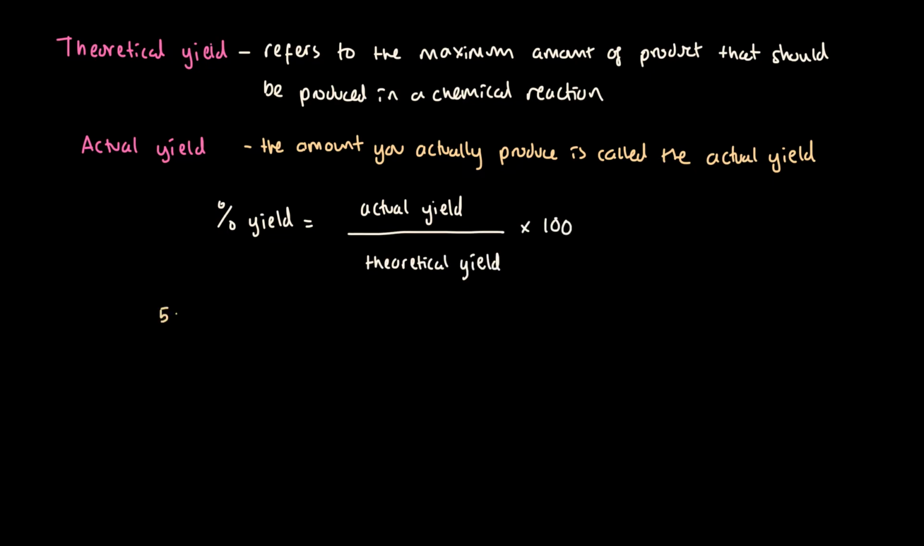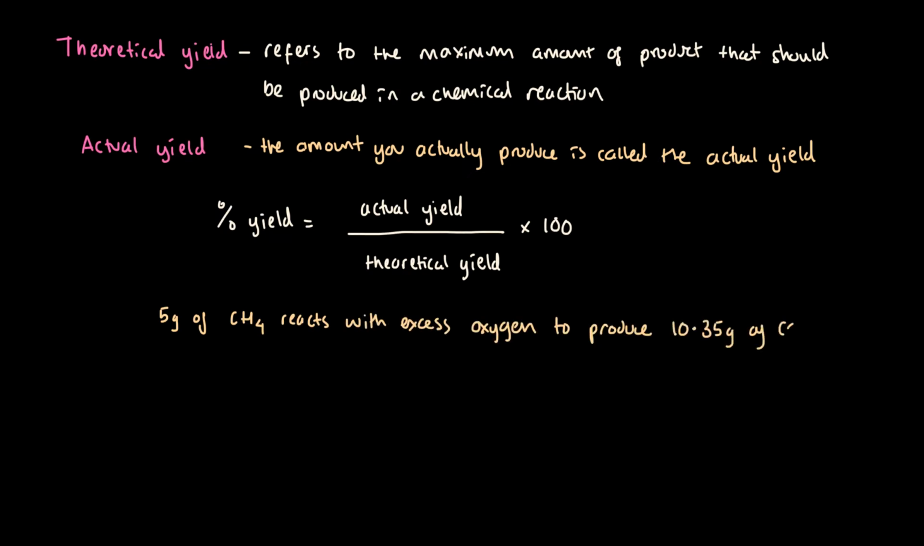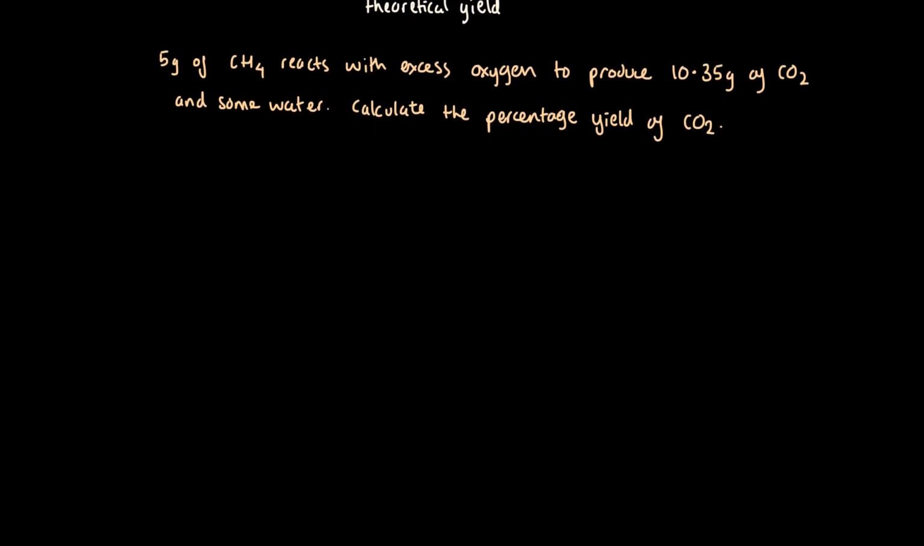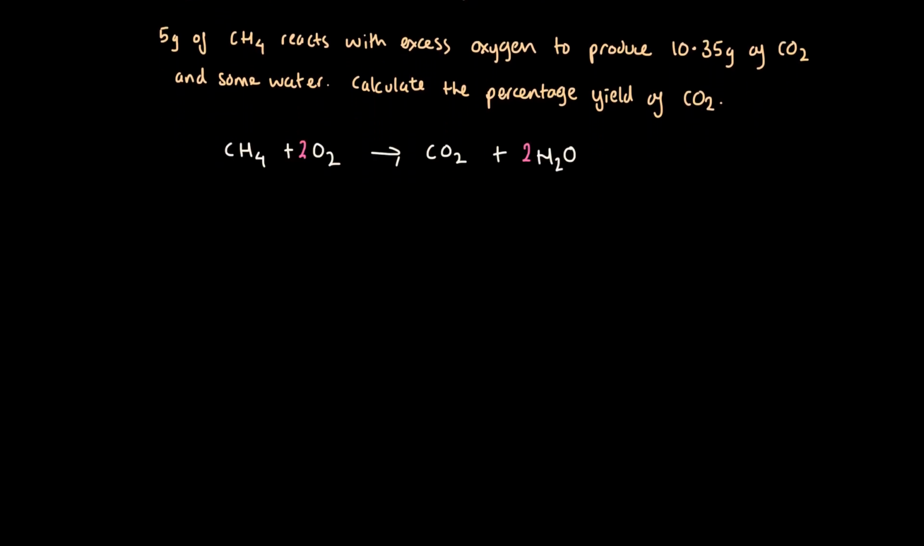Here's a question. 5 grams of methane reacts with excess oxygen to produce 10.35 grams of carbon dioxide and some water. Calculate the percentage yield of CO2. First, write down the balanced equation. Next, you work out the moles of the limiting reactant. In this reaction, that's the CH4.